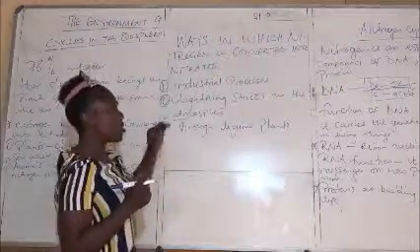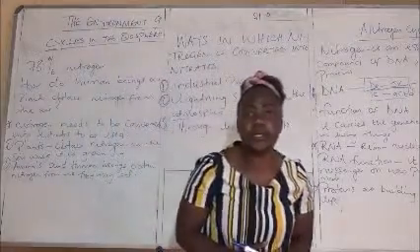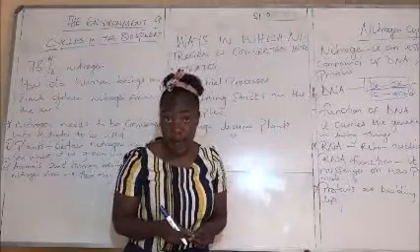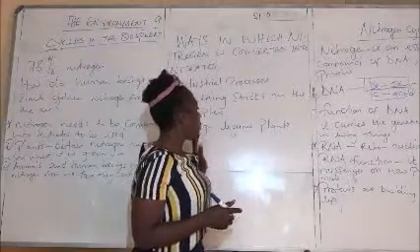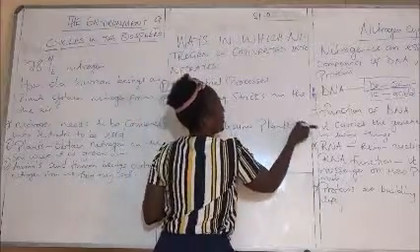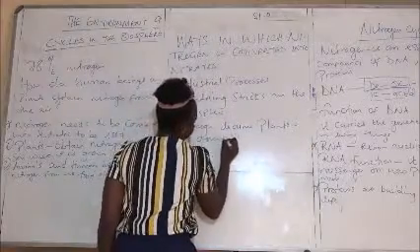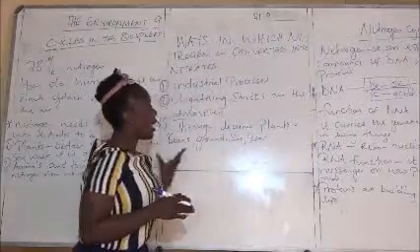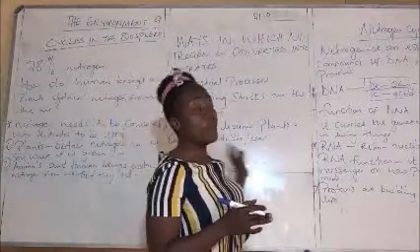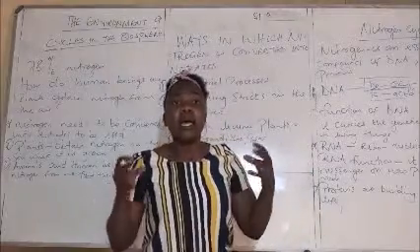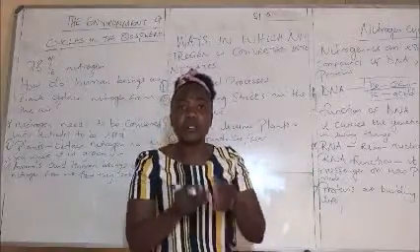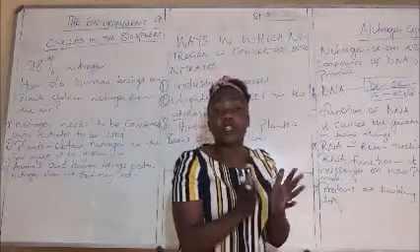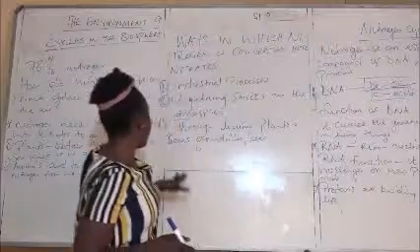To those who take agricultural science, these are vegetables. Examples of legume plants are groundnuts and peas. So legume vegetables are vegetables like beans, groundnuts, peas. Any vegetables that are found in pods.